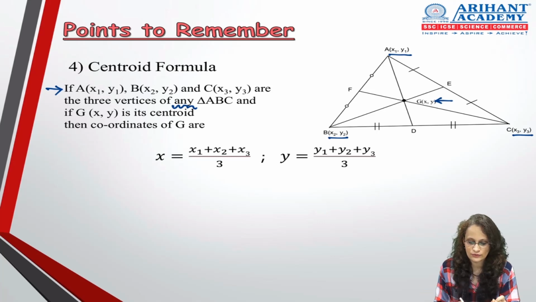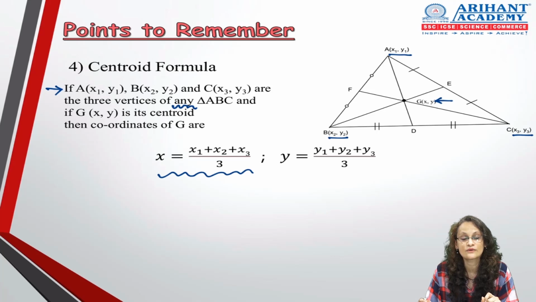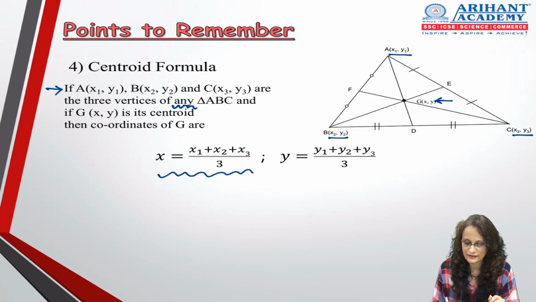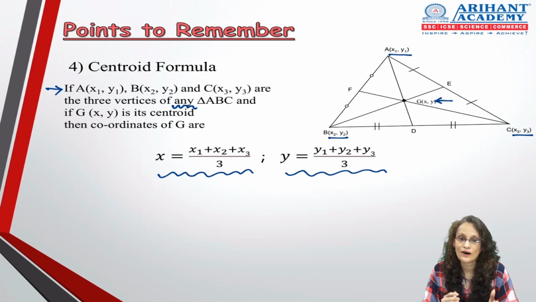Okay? So then the coordinates of G are x is equal to x1 plus x2 plus x3 upon 3. I repeat, x is equal to x1 plus x2 plus x3 upon 3. And similarly, the y coordinate is y is equal to y1 plus y2 plus y3 upon 3. I repeat, y is equal to y1 plus y2 plus y3 upon 3. So this was the last formula of this fifth chapter, coordinate geometry.